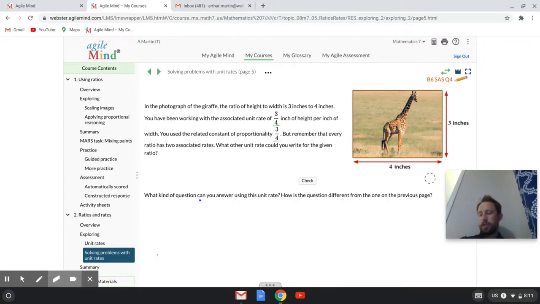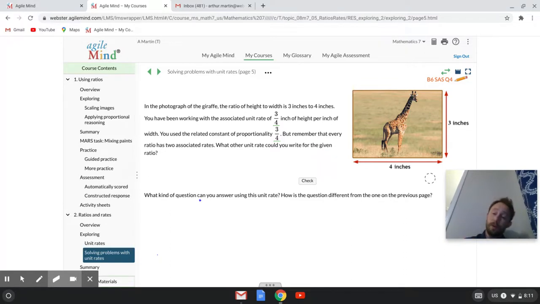All right, so look at this. It says, in the photograph of the giraffe, the ratio of the height to width is 3 inches to 4 inches. We've been working with the associated unit rate of 3/4 inch of height per inch of width. And so it says you use the related constant of proportionality, 3/4, but remember that every ratio has two associated rates. And that's what we were talking about earlier whenever I said you could rotate our y and our x and our x and our y. And so it says, what other unit rate could you write for the given ratio?